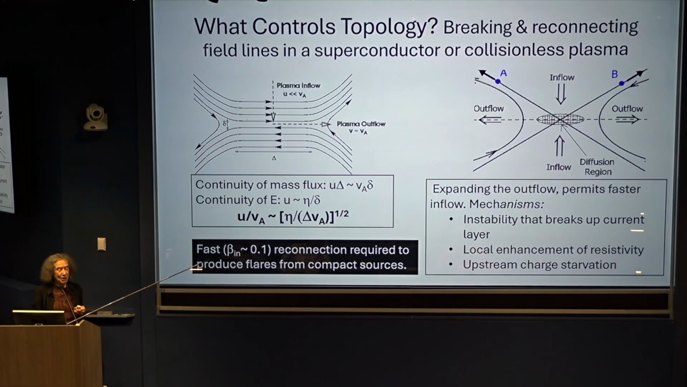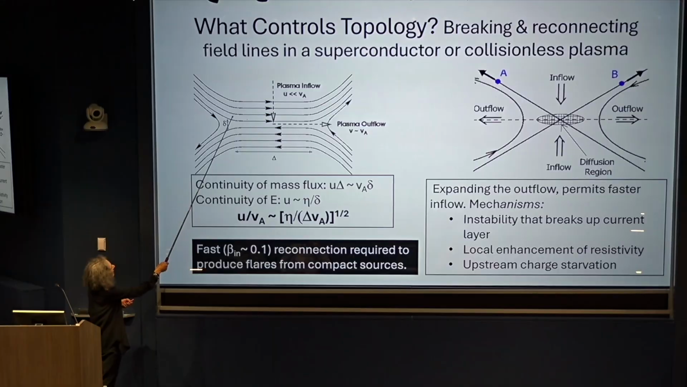Okay, so we have to find some way of simplifying the field, and that way is magnetic reconnection. So how does that work? I'm just going to go through this briefly.